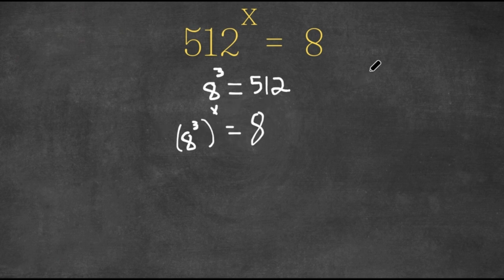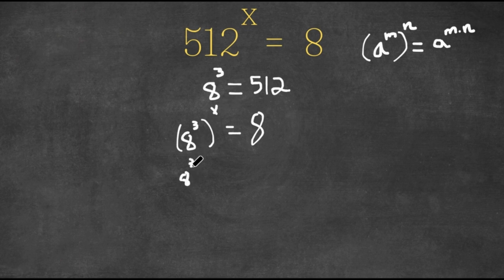Now, if we have something in the form a to the power of m to the power of n, and this is an important property for exponents, this is actually equal to a to the power of m times n. So 8 to the power of 3 to the power of x is equal to 8 to the power of 3 times x, which is simply 8 to the power of 3x. So now we have 8 to the power of 3x equals 8.